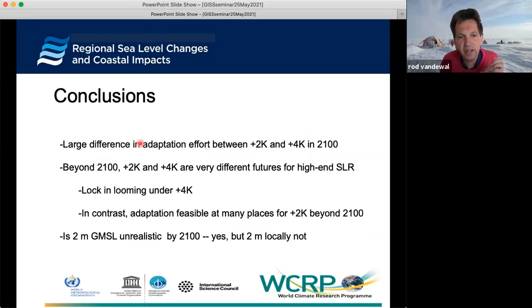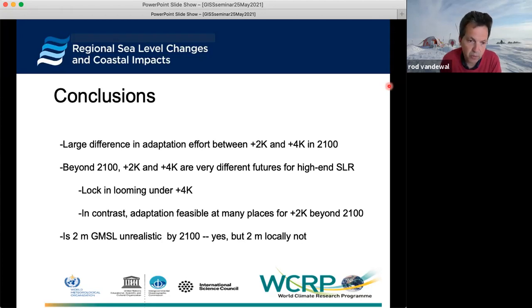So in conclusion, I think from an adaptation perspective, there are very large differences in the adaptation efforts between 2 and 4 degrees in 2100. That's this difference between 1.1 and 1.7 or so. Beyond 2100, I think we show clearly that there are very different futures in terms of sea level rise, and the sea level rise is so large under the high RCP scenarios that a lock-in situation in terms of adaptation is looming on the longer timescales.